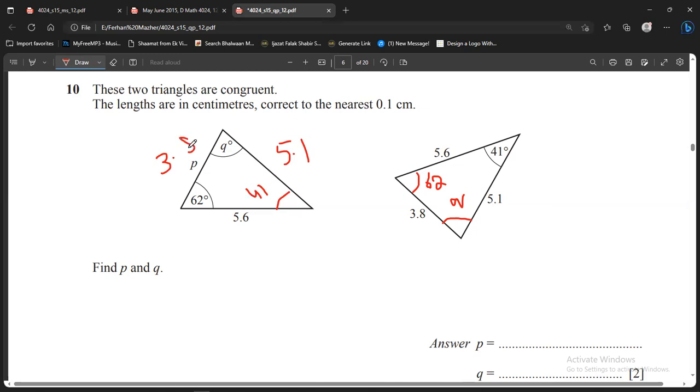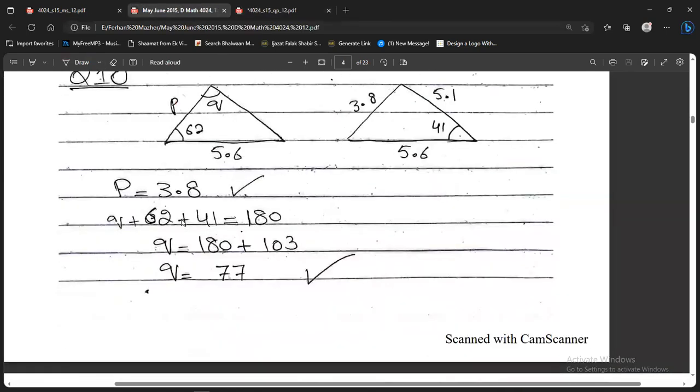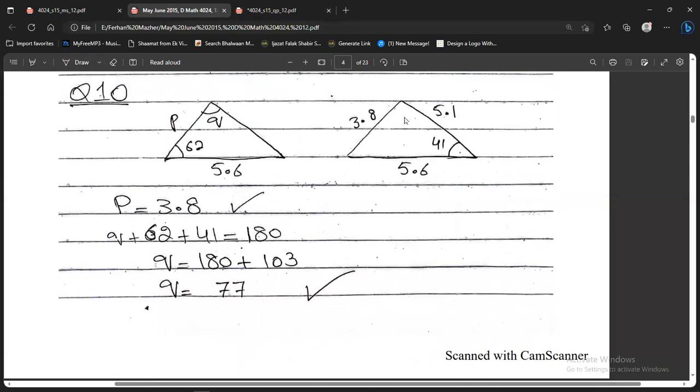It is already given to us in the statement of the question that these two are congruent to each other. You don't have to prove that they are congruent. Just have to use this. So the P will be 3.8 because that is between the 62 and the Q angle. So P value will be 3.8 and the Q value I can easily find out. So here you see I have corrected the orientation.